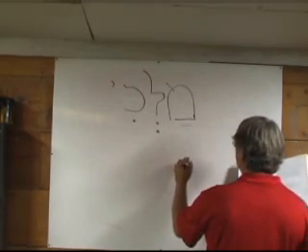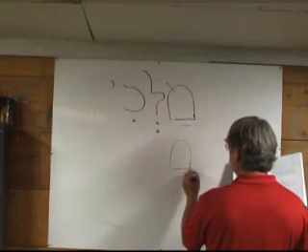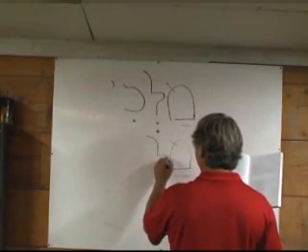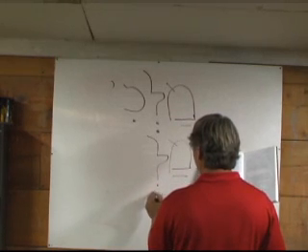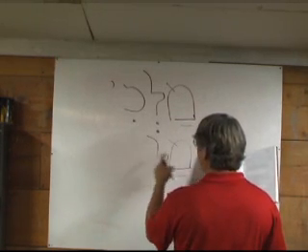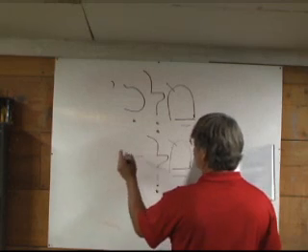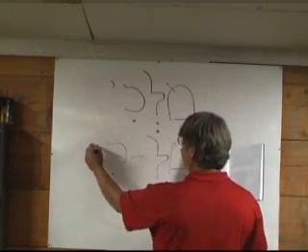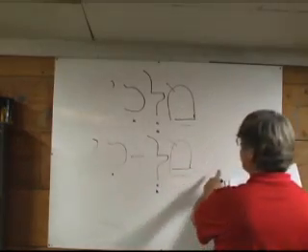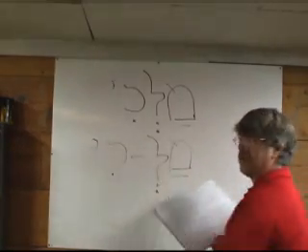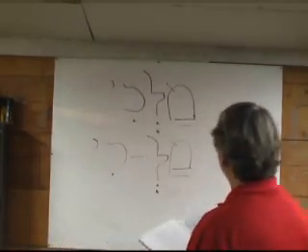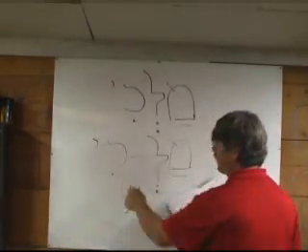So this is mal, shva, and that's the syllable. The next syllable, hirek and yod. So this is mal-ki. That's how you know how to pronounce it, because of that shva. This is mal-ki. It will close the syllable.